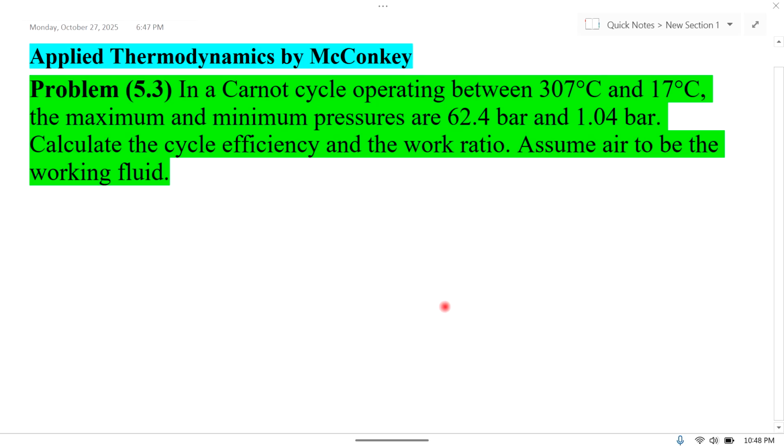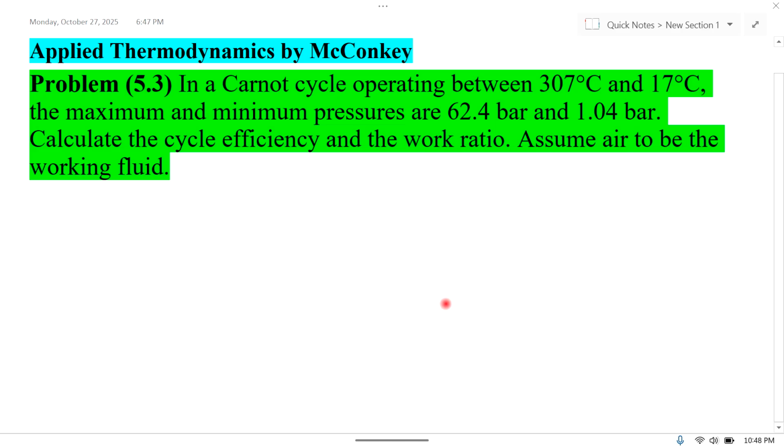Bismillahirrahmanirrahim. In this lecture, I am solving problem point 3 from the book Applied Thermodynamics by McConkey.